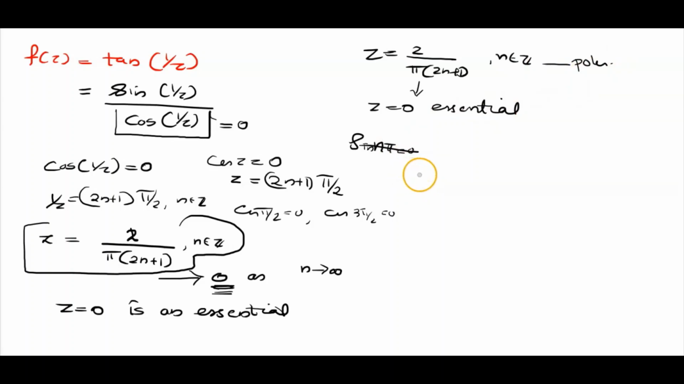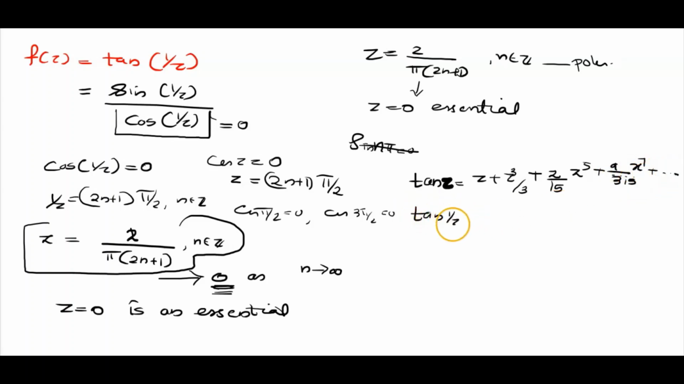Or we can find this using the Laurent series expansion. We have the expansion of tan z: z plus z cube by 3 plus 2 by 15 z raised to 5 plus etc. This is the expansion of tan z about z equal to 0. The next term is 17 by 315 z raised to 7 plus etc. Now we find the expansion of tan 1 by z. This is 1 by z plus 1 by z cube 3 plus 2 by 15 1 by z raised to 5 plus 9 by 315 1 by z raised to 7 plus etc.